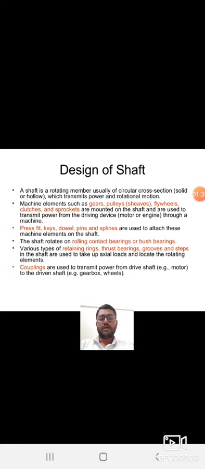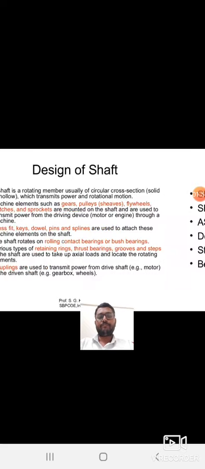Also, couplings are used to transmit power from the drive shaft, for example here the drive shaft is a motor, to the driven shaft, that is the gearbox or wheels. So this is about shaft.